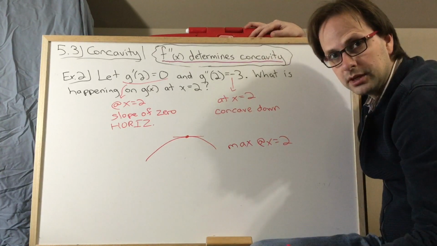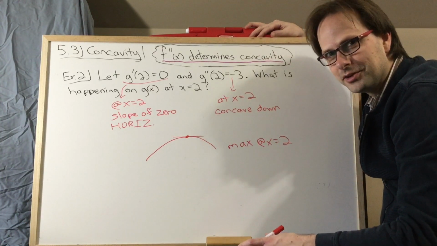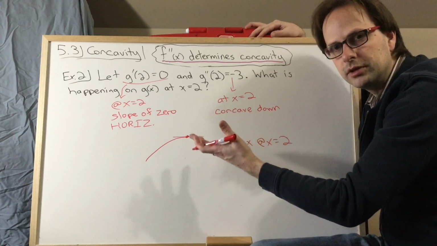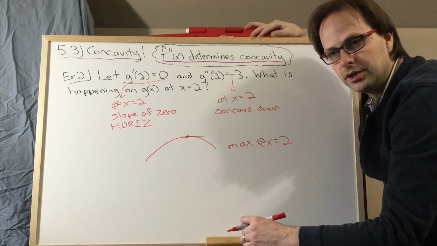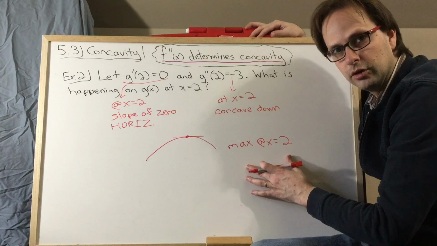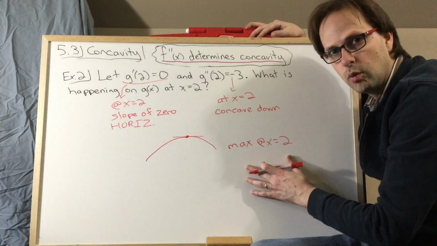Now at this point you might be inclined to put in the original function and figure out the y value, but they never even told us what the original function is. So we can say where the max occurs, but we can't give its corresponding y coordinate.